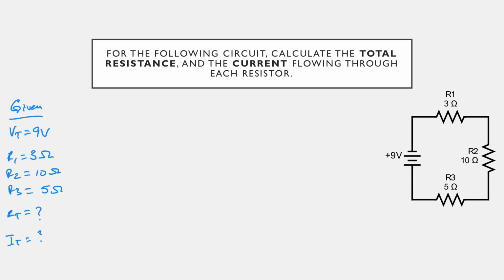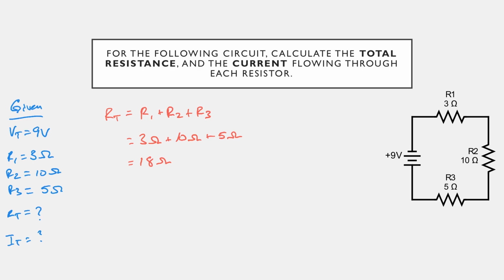So let's start off by looking for the total resistance. We know that that's R1 plus R2 plus R3, which is 3 ohms plus 10 ohms plus 5 ohms. That gives us a total resistance through the entire circuit of 18 ohms.